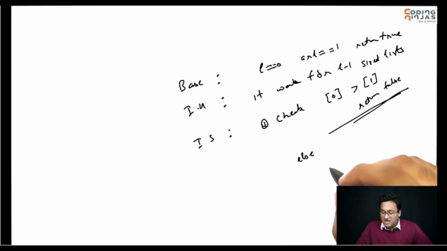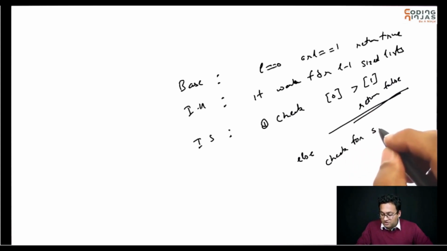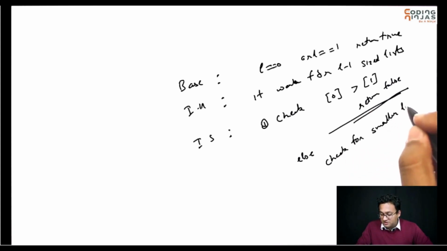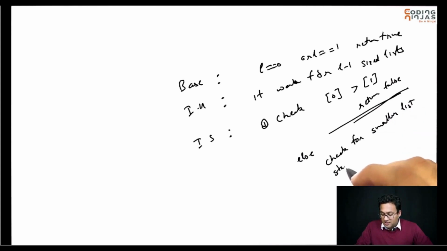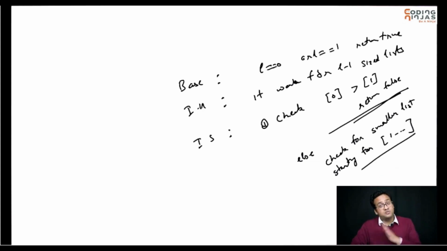In that case, I just need to check for the smaller list starting from 1 till the end. I'm going to call my function on this smaller list, and based upon that output I'm going to return my output.